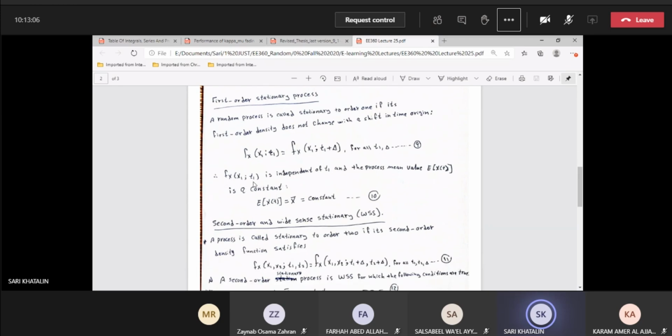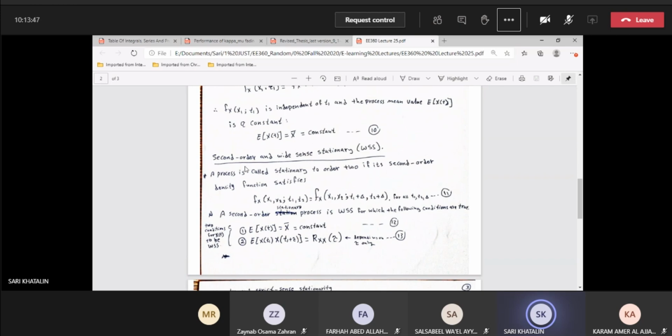Now, in this case, we can say that this PDF is independent of t1, because time is not impacting the PDF. If it's not going to change as time elapses, it means it's independent of time. And the random process mean in this case is constant, just like a random variable. It's constant.